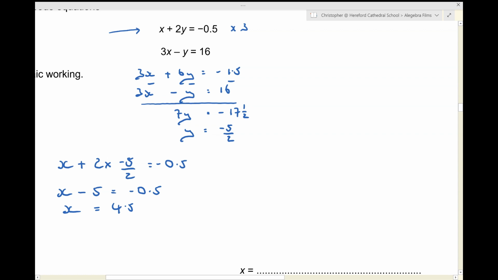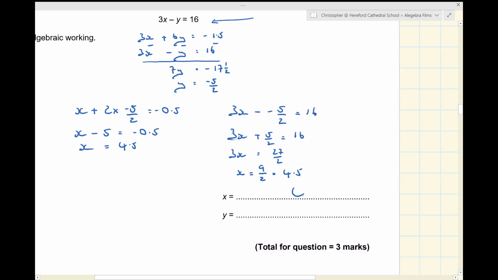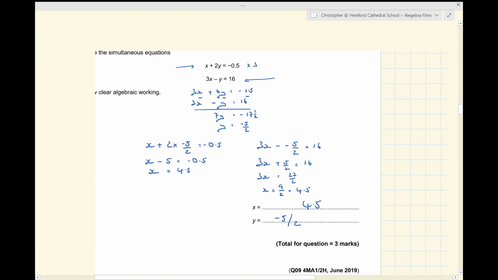Now let's substitute that same value of y into this equation. 3x minus y, so that's 3x minus minus 5 over 2 equals 16. That's 3x plus 5 over 2 equals 16. Minus 5 over 2 from both sides, and you'll get 3x equals 27 over 2. Divide by 3, and you'll get x equals 9 over 2, 9 halves, which is 4.5. Brilliant, we've got it. So x is 4.5, and y is minus 5 over 2.